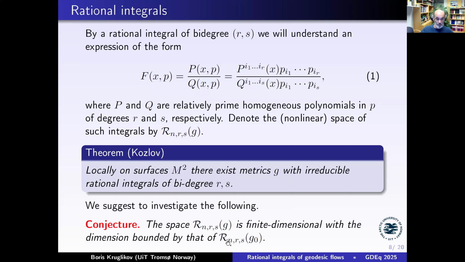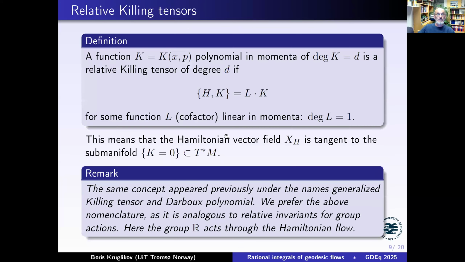Okay, so I cannot prove this conjecture in full generality, but I can prove part of it. Namely, I can prove the finite dimensionality part, and I will explain it. And I can also compute the dimension of this thing for the flat metric. Okay, but the whole story is still open. Okay, so in order to approach this problem, I would like to introduce the following notion.